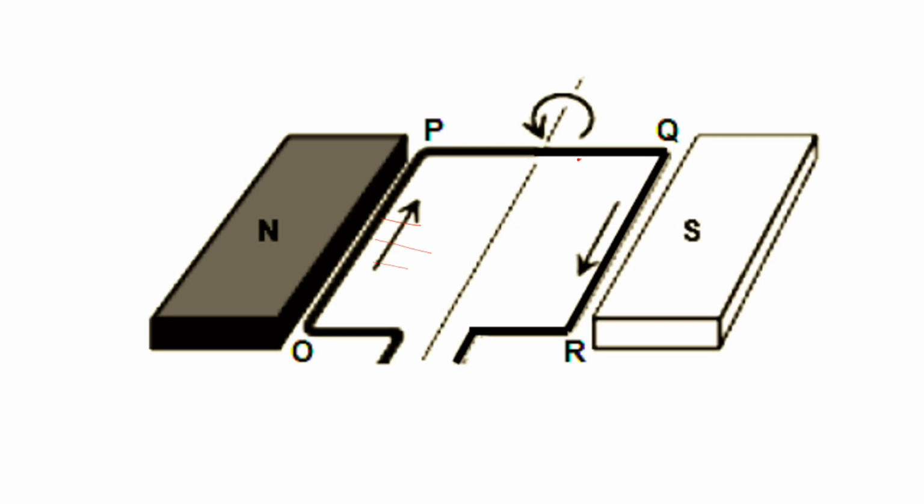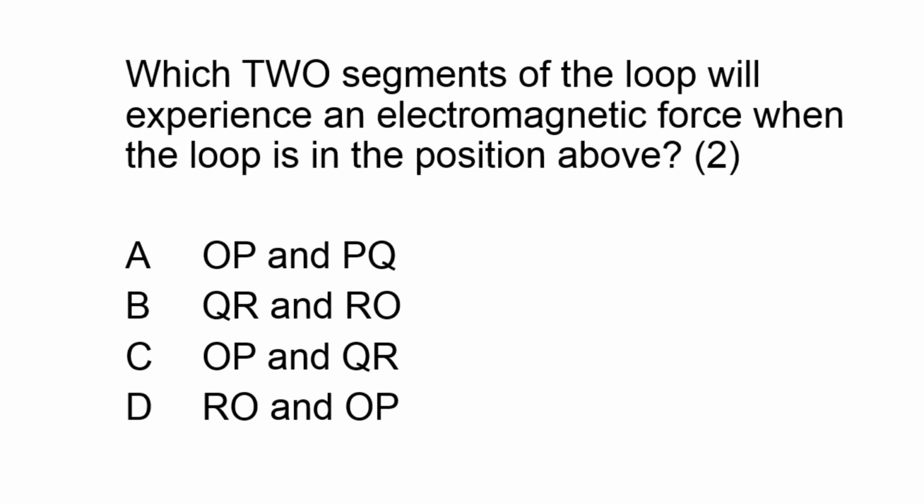So what about here, PQ and QR? They are going in the same direction, so there's not that much of a disturbance, okay? So because of that, the movement will be more with regard to these sides. That's where we are going to get that. So which option was given? This is OP and QR.